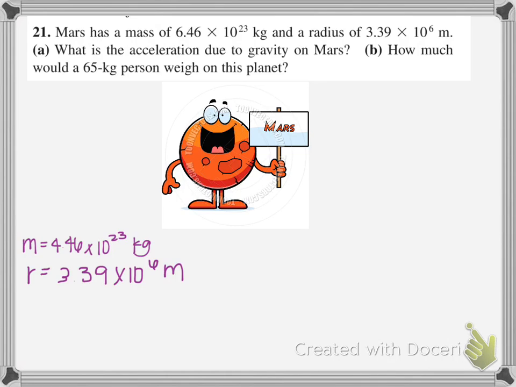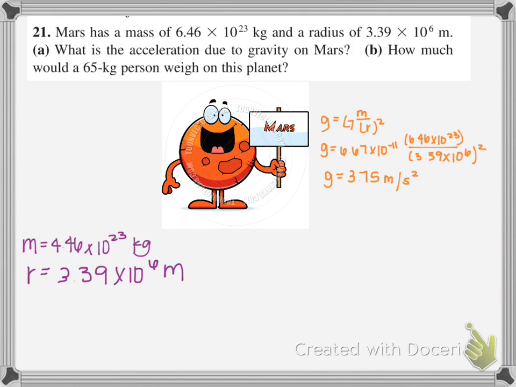List out all your variables, and we know the mass and the radius. Using that, we can use the equation of gravity, which is gravitational constant times mass over radius squared, and that will give us the acceleration due to gravity. When you plug in your values, you see that your gravity will be equal to 3.75 meters per second squared.